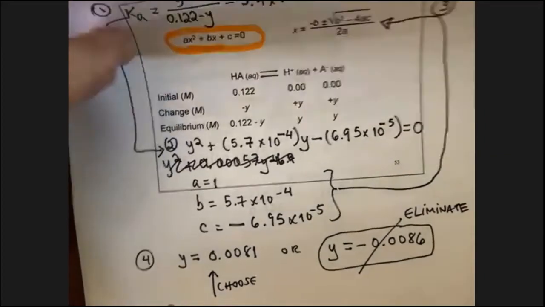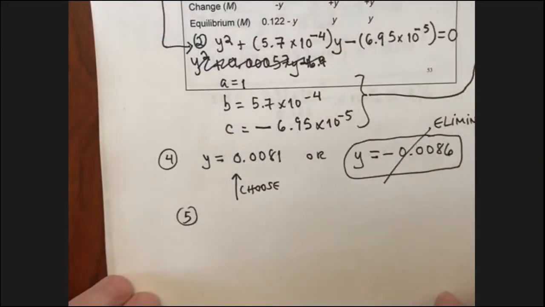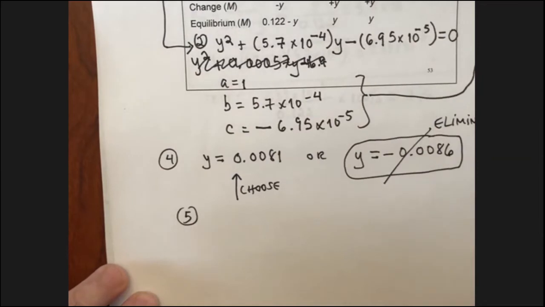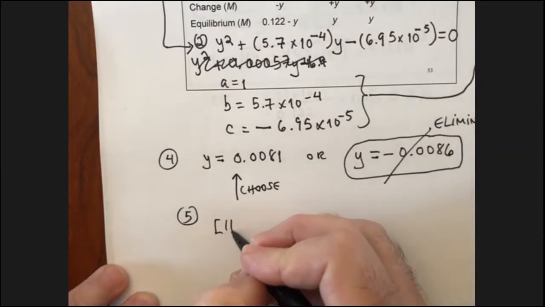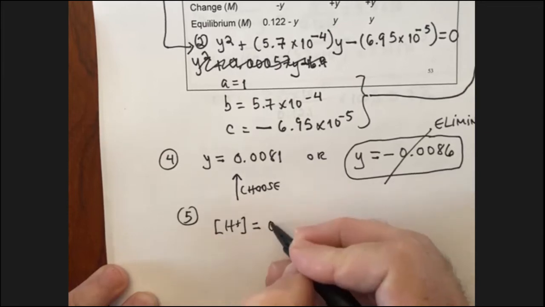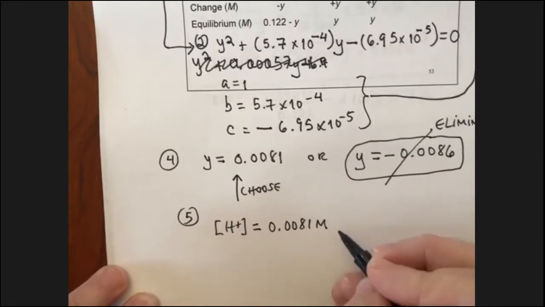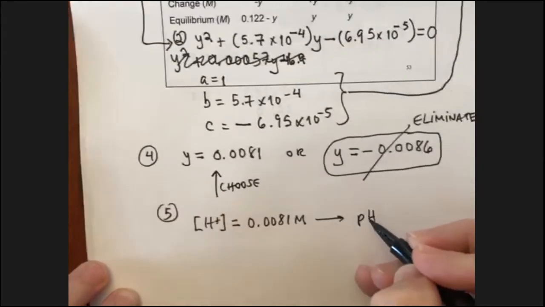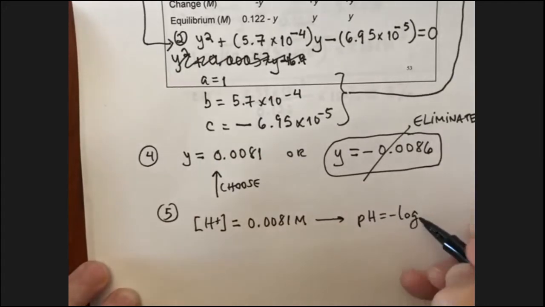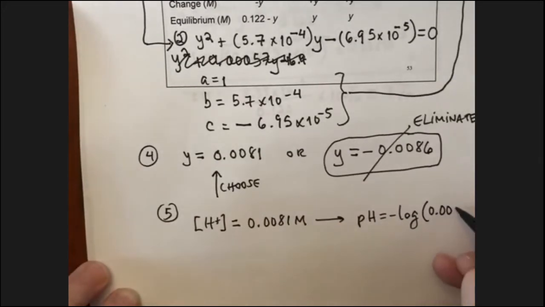Okay. So now we can calculate the final pH. The concentration of hydrogen ions equals 0.0081 molar, which means that the pH equals minus the log of 0.0081 molar. You can do your calculations there, I'm going to skip it. This is going to come up to be 2.09.